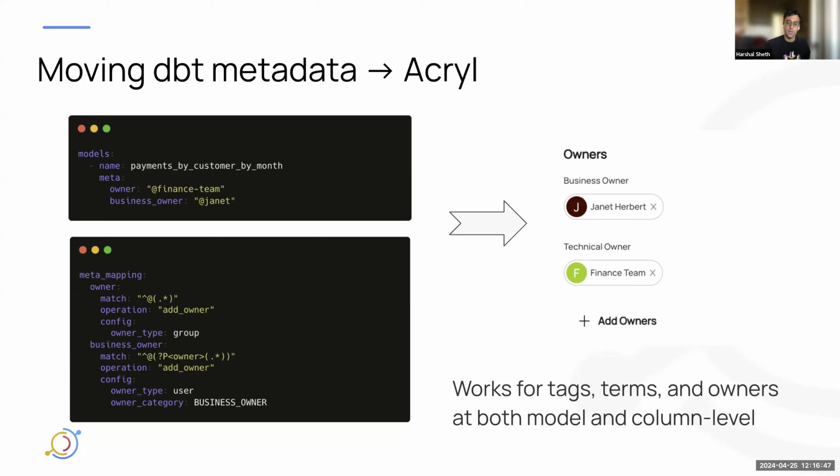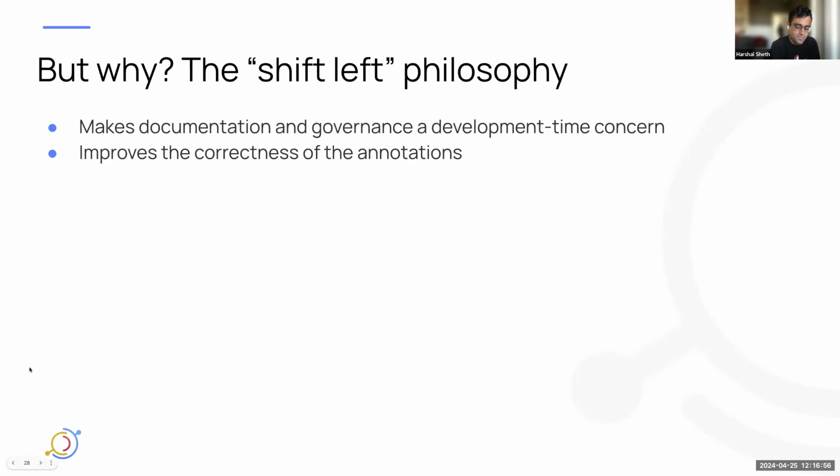So that's great. Maybe a quick question, Maggie, next slide, is why do we want to do this? The overall reason that we care to define these annotations in dbt and then sync them into the catalog, into DataHub, is around what we call the shift left philosophy. It's the idea of making documentation and governance and things like ownership a development time concern. If you're building out a dbt model, you've got information about what things are PII, what things are sensitive, who owns this, who are the stakeholders.